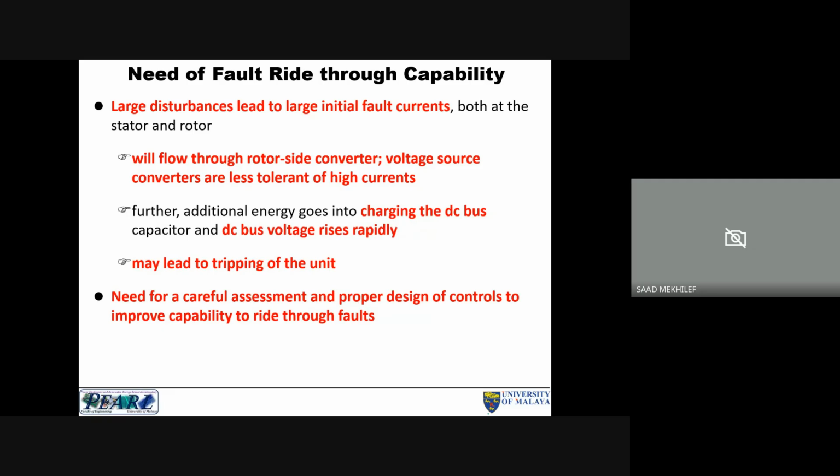Further, additional energy can go to charge the DC bus capacitors, and the DC bus voltage rises rapidly. So this is some disturbance. That's why some researchers, or some applications, put another storage on the DC bus which is able to absorb this amount of energy. This may lead to the tripping of the unit if this energy is not managed well. So there is a need for careful assessment and proper design of the control to improve the capability of managing those faults.